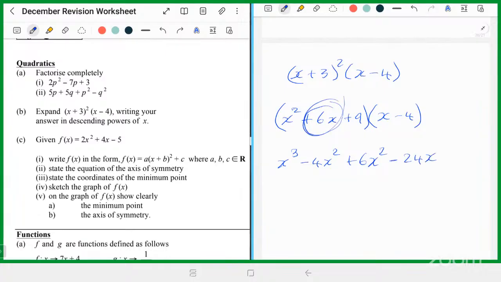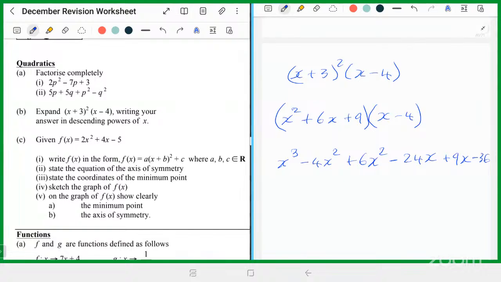Now it's time to multiply with the 9. So it's going to be 9 times x and 9 times minus 4. So 9 times x is 9x, so it's plus 9x. And then 9 times minus 4 is negative 36. Minus 36.